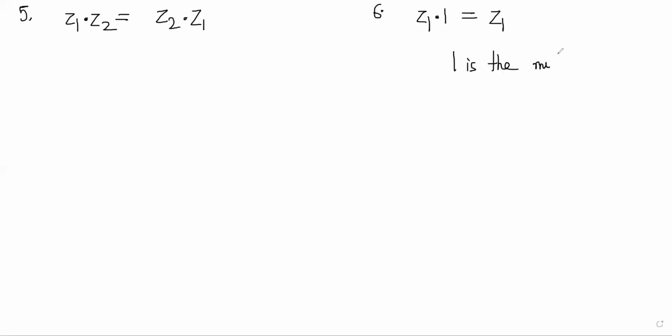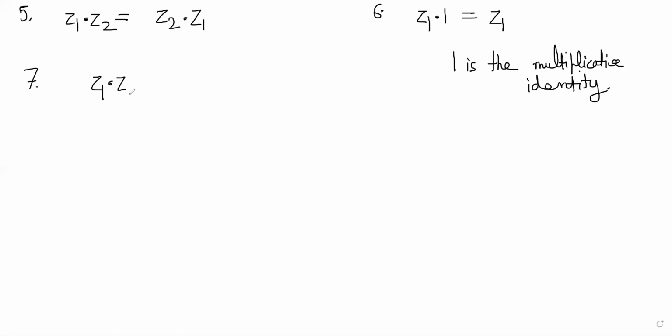This property is for multiplication. Commutativity is true for multiplication also: z1 z2 = z2 z1. Then there is the multiplicative identity: z1 × 1 = z1. 1 is a complex number, and 1 is the multiplicative identity. In the sense that if you multiply any complex number by it, you get the same thing.